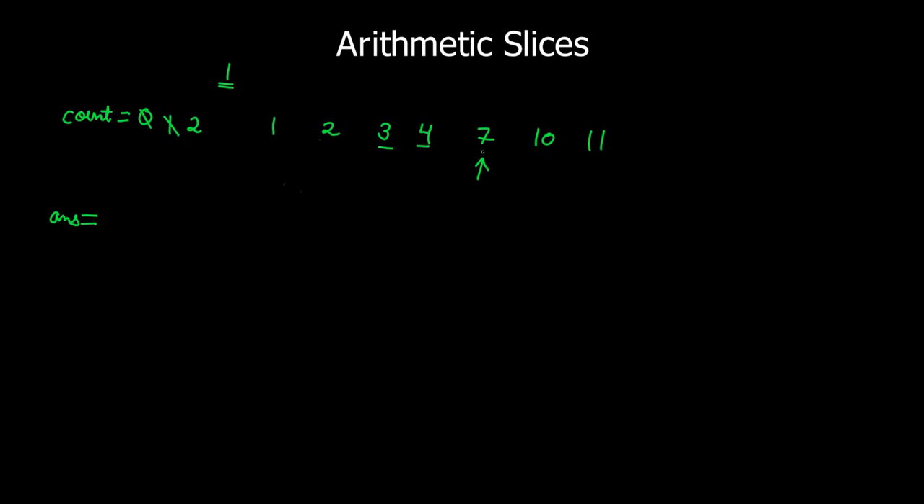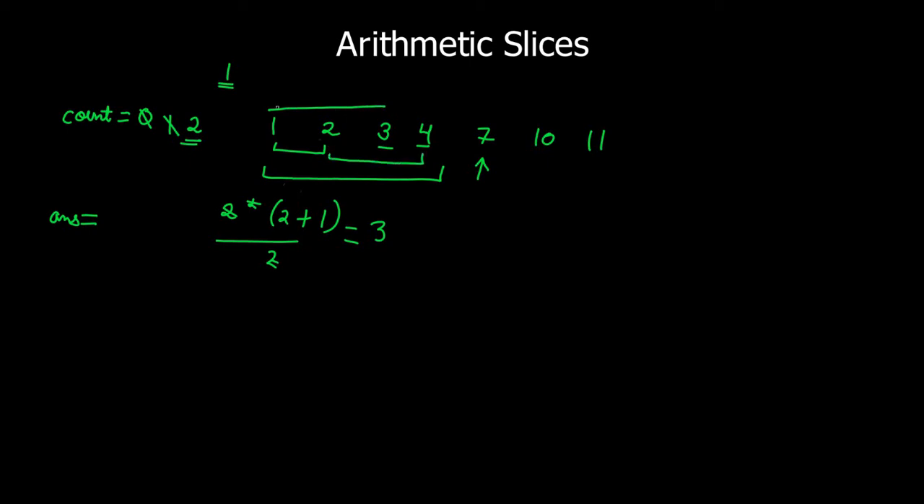Now this time, as you can see, 7 minus 4 is not equal to the difference between the first two elements. And how many slices do we have? We have 2 multiplied by 2 plus 1, divided by 2, which is 3, and which is true because the first slice is 1 to 3, the second slice is 2 to 4, and the third slice is 1 to 4. So this count actually tells us the total number of elements in the considered subarray minus 2.